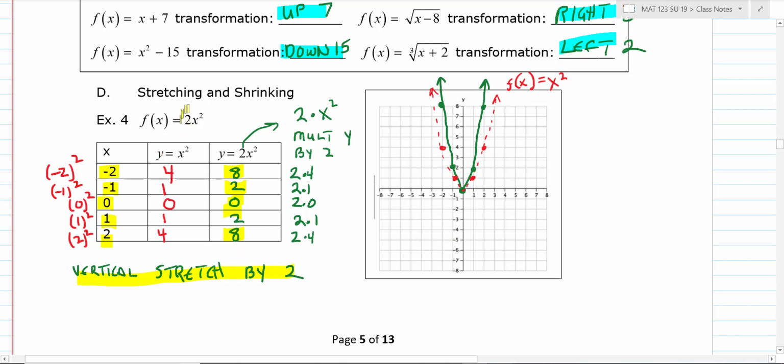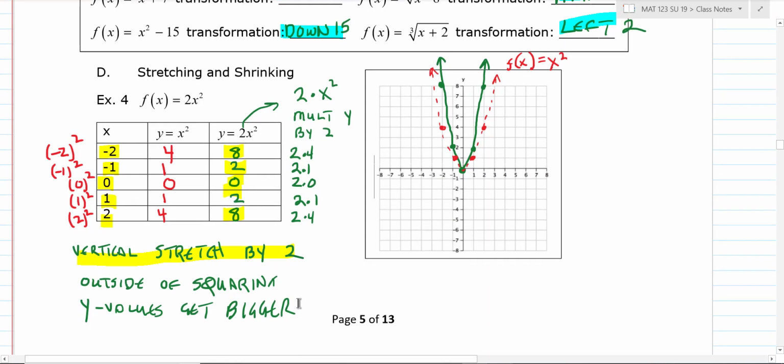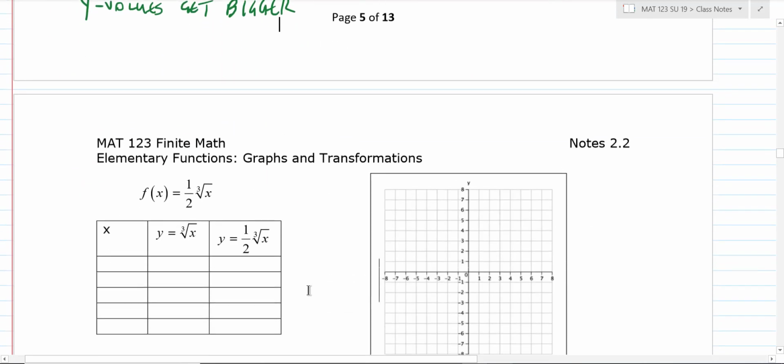And that's because of the size of that number. And again, that's outside. What you're going to kind of learn on this is you're outside of the function. You're outside of the squaring. And the y's get bigger. So anytime the y values get bigger by multiplying, then you're going to do a vertical stretch. Okay, that's the idea. All right, let's go to the next page.